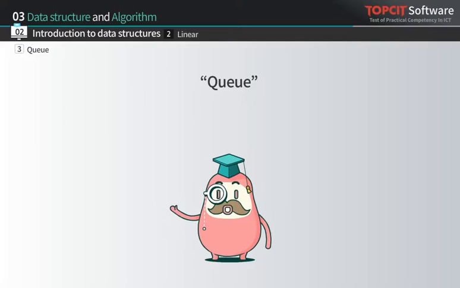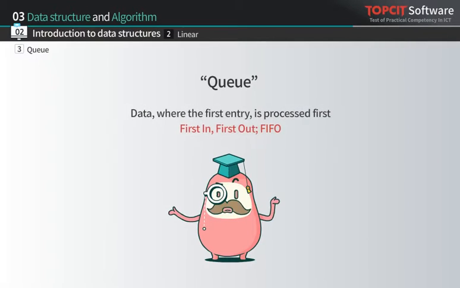This time, let's take a look at the queue data structure. Unlike the stack, where the first element added will be removed last, the queue has the structure that the first element added will be the first one to be removed. FIFO, first in, first out.